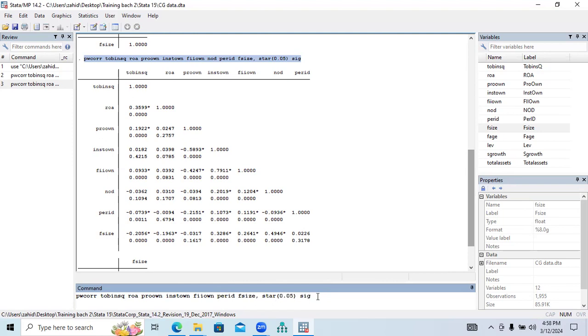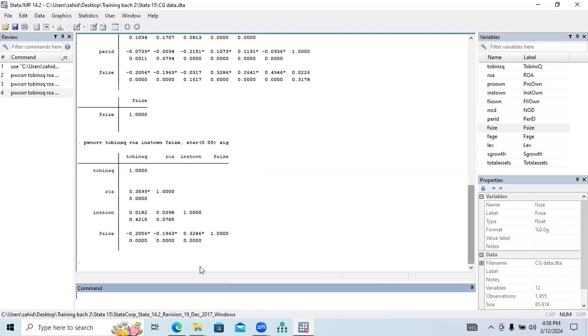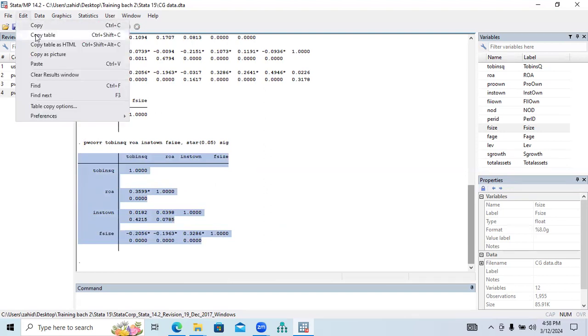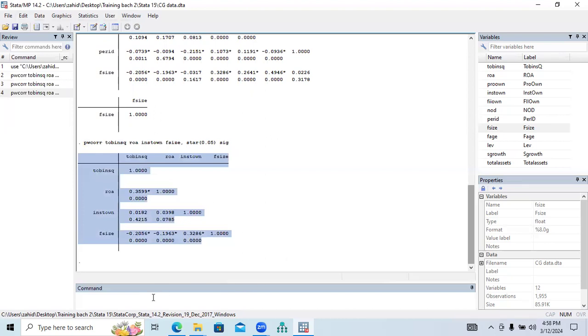For example, let's suppose this is somewhat easy to explain. All right. So let's suppose this is the command that we are going to use. So how can we copy it and paste it and make it like our editable table in our APA format?